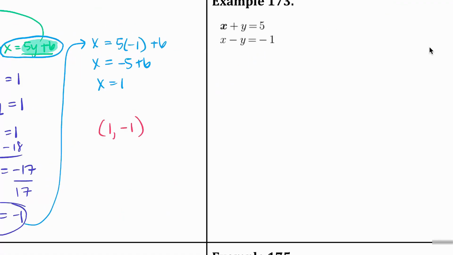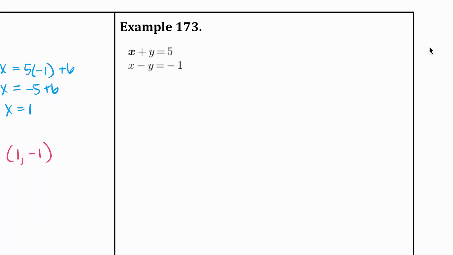Okay, looking at 173, notice we actually have a lot of options of variables that we could isolate. All of our variables, with the exception of this one, have a positive 1 in front of them and are pretty easy to get by themselves. I'm going to go ahead and isolate this x on the top equation. So I'm going to subtract y from both sides, and I end up with x equals 5 minus y. And that's the equation we're going to use to substitute.